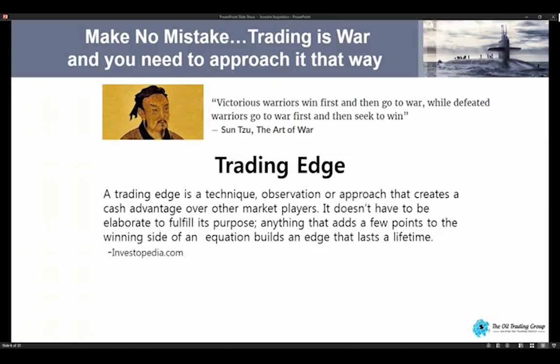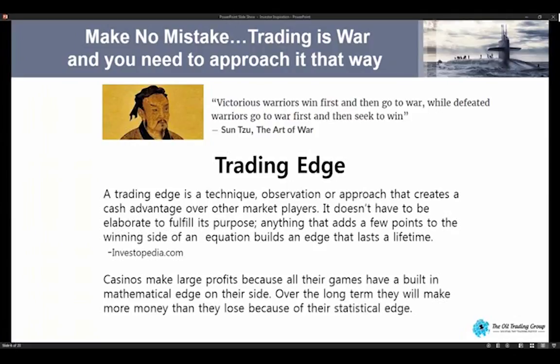Anything that adds a few points to the winning side of an equation builds an edge that will last a lifetime. And what I'm going to show you today about our trading edge would last you a lifetime. Also, keep in mind, casinos make large profits because all of their games have a built-in mathematical edge on their side. Over the long term, they will make more money than they lose because of their statistical edge. And that's what you need to have, and that's what we try to provide you with as you're trading.